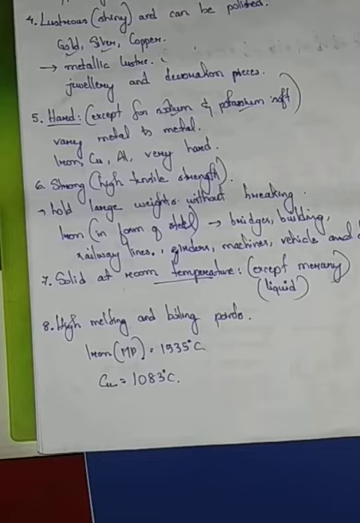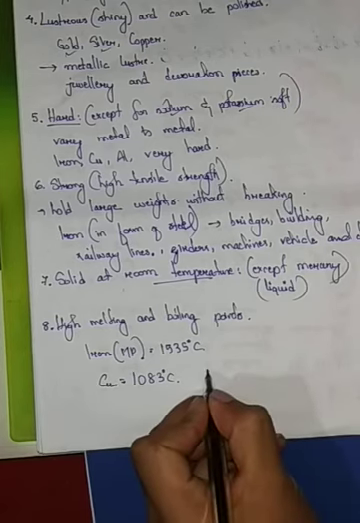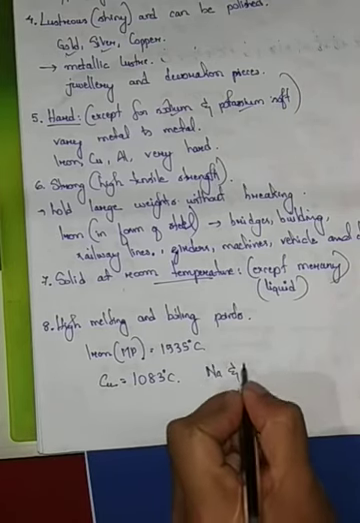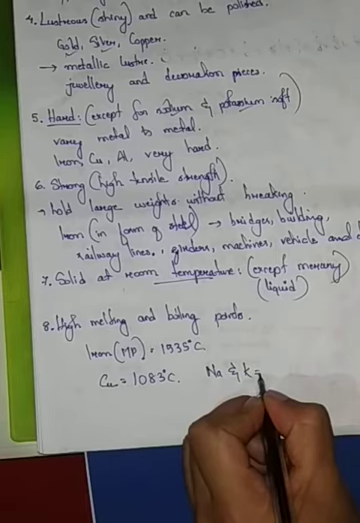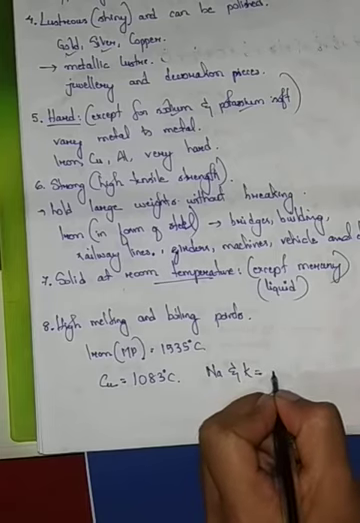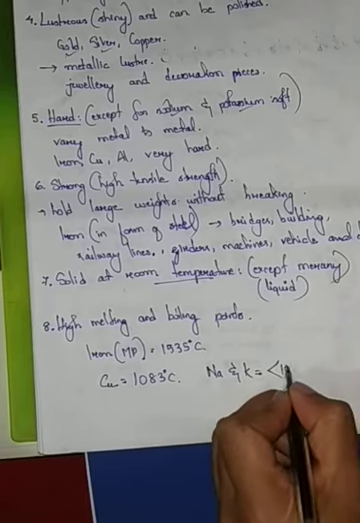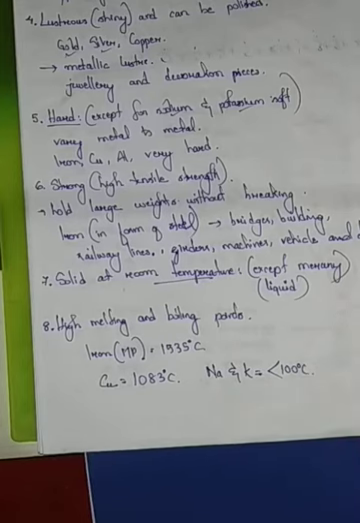There are, however, some exceptions, like sodium and potassium metals. They have very low melting points, less than 100 degrees centigrade. So this is the difference in the melting and the boiling point of some metals and non-metals.